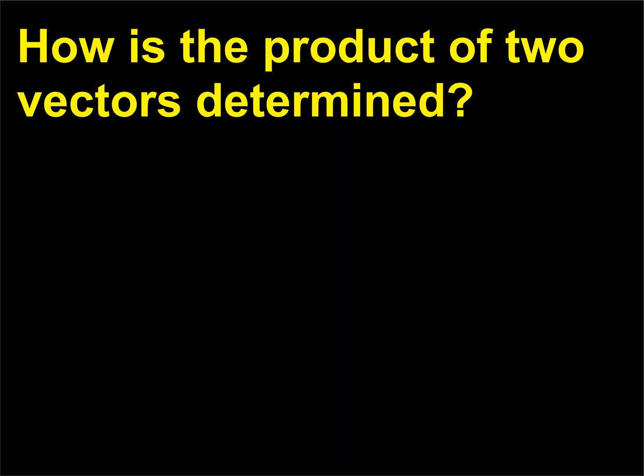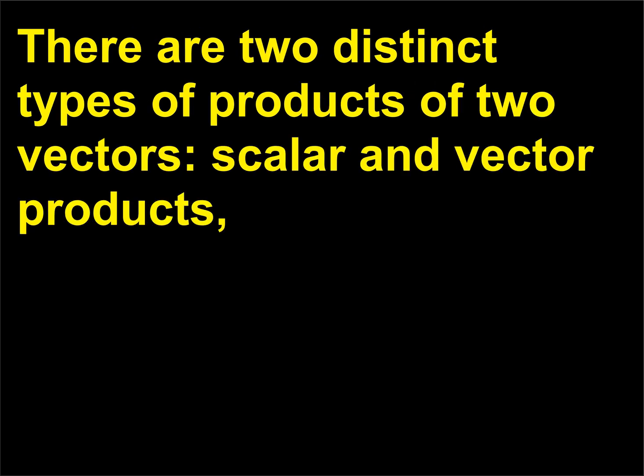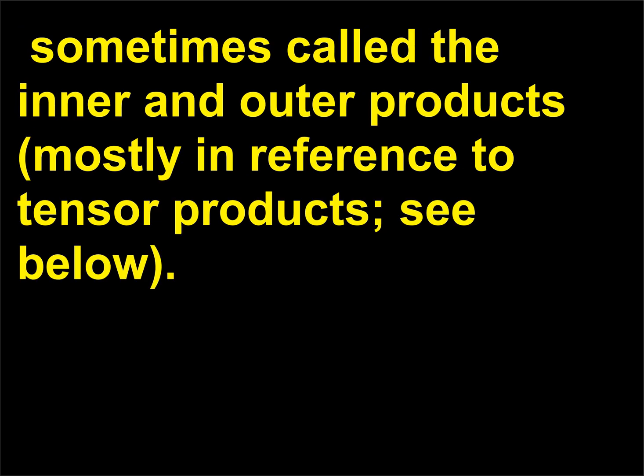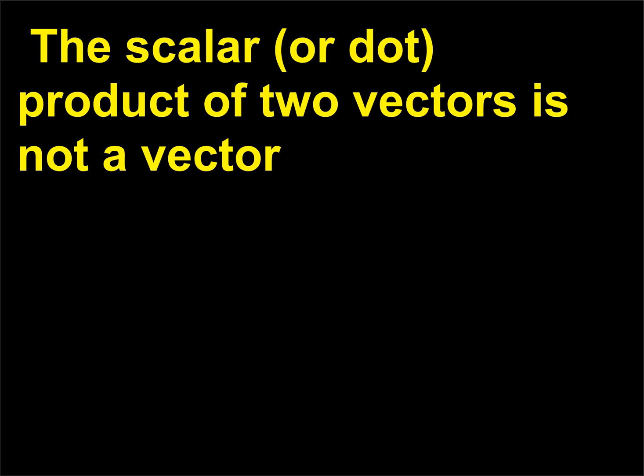How is the product of two vectors determined? There are two distinct types of products of two vectors, scalar and vector products, sometimes called the inner and outer products, mostly in reference to tensor products, see below. The scalar, or dot, product of two vectors is not a vector, because the product has a magnitude but not a direction.